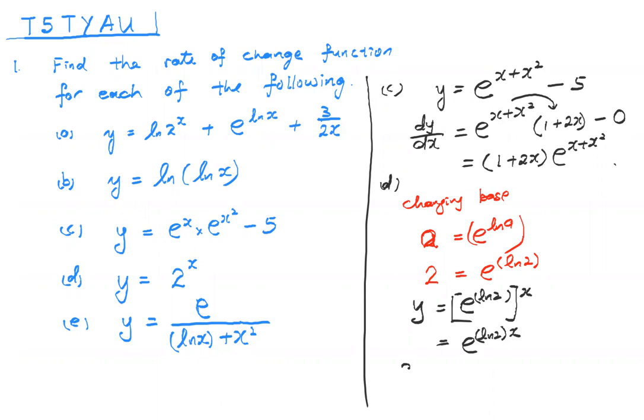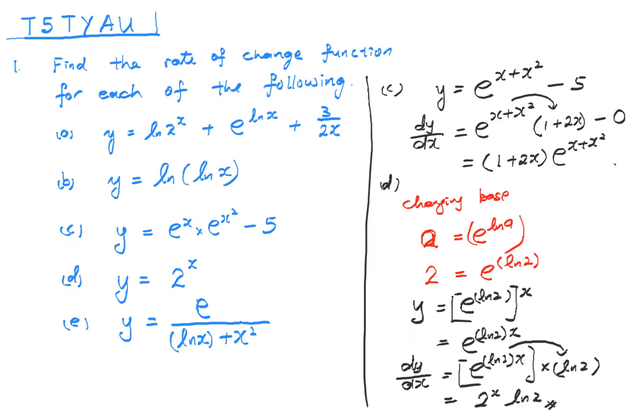So when you differentiate exponential term, you copy down the whole thing. Then you multiply by the rate of change of the power, ln 2 times x. The rate of change is ln 2. Okay, then for this one, you can change back to 2 to the power x. So that is the answer. Is that okay?